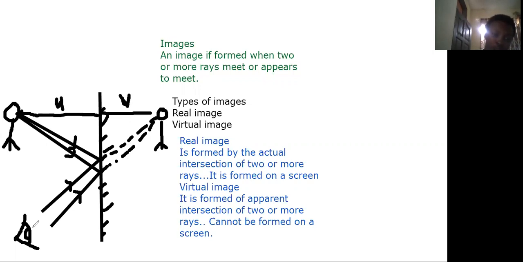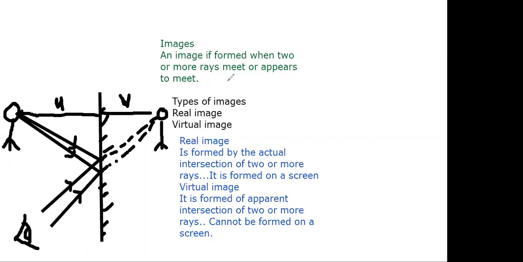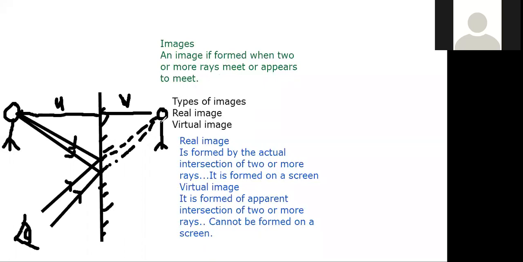When light is incident on a mirror, it reflects into the eyes of the observer, and the observer is able to see the image formed behind the mirror. Are you getting it? And the image is virtual. You can't touch it.